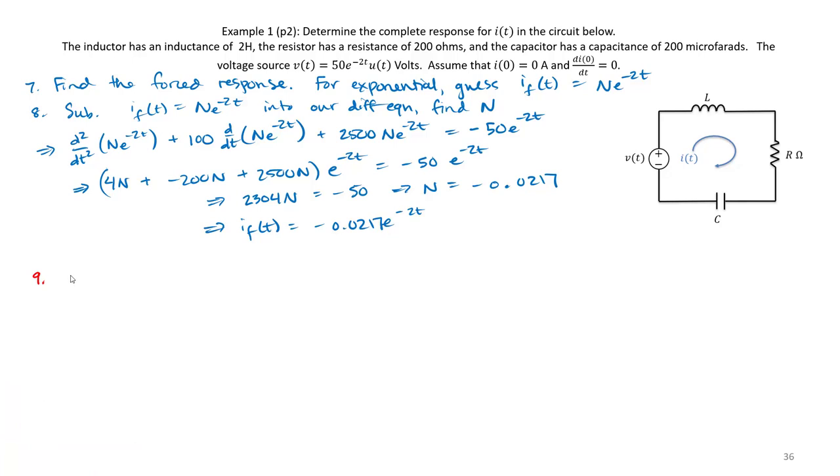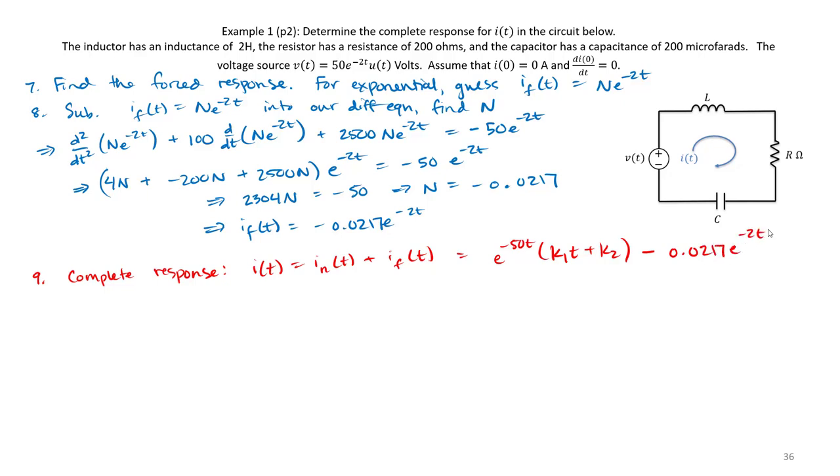Our complete response is the sum of the natural and forced response. So here we determine that our I of t is i n of t plus i f of t, or if we substitute in, that is e to the minus 50t times k1t plus k2, and then minus our forced response, which is 0.0217 e to the minus 2t.